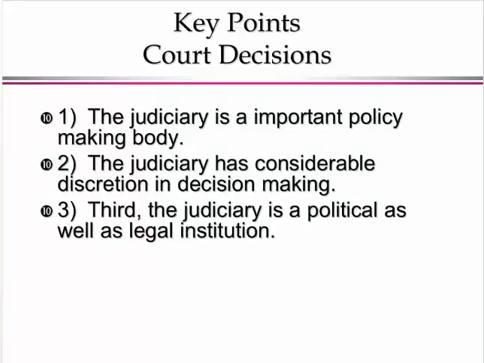Finally, some key things to remember. The judiciary really is a very important part of policy making. It has considerable discretion in the making of decisions, but the judiciary is a political as well as a legal institution. And when we get to our discussion again of Citizens United, we'll talk about how the Supreme Court made what I think was a boo-boo when it decided Citizens United. Ultimately, I think the decision will be overturned, but whether it will be overturned by the court or by constitutional amendment is a good question.